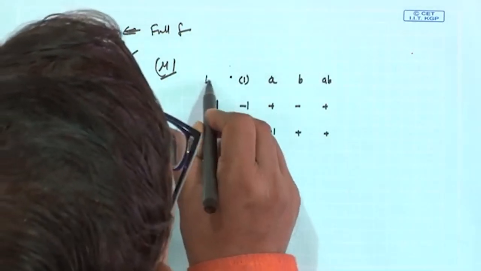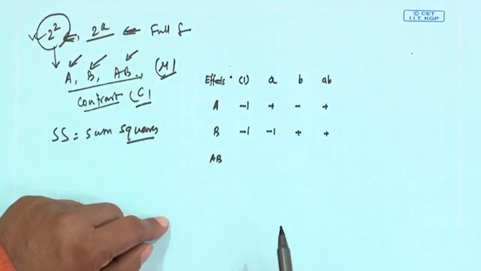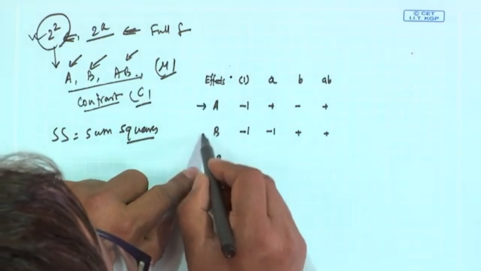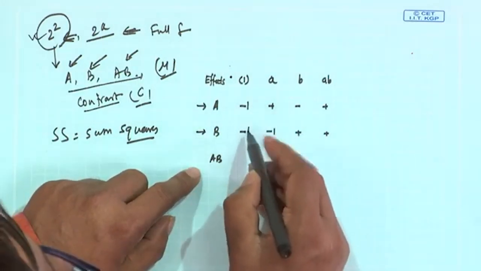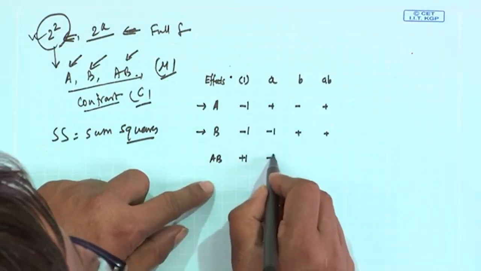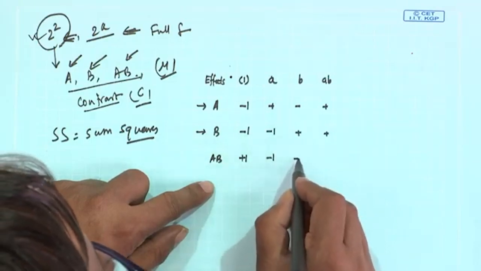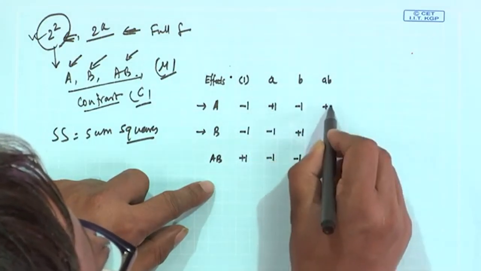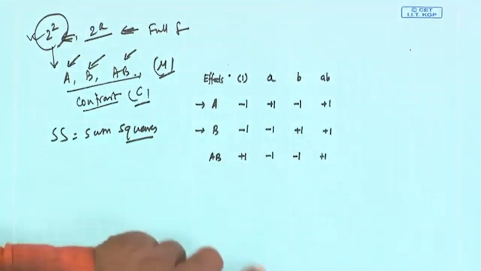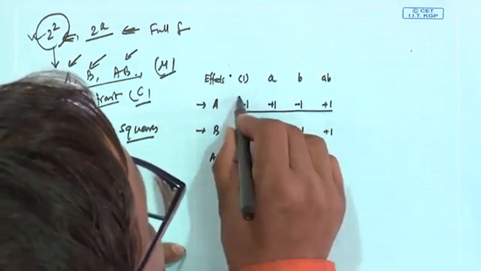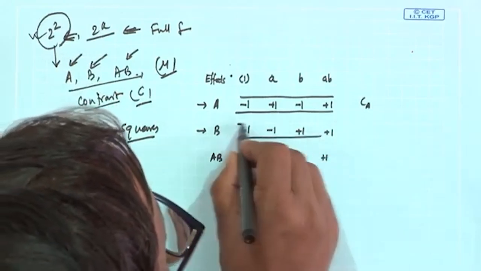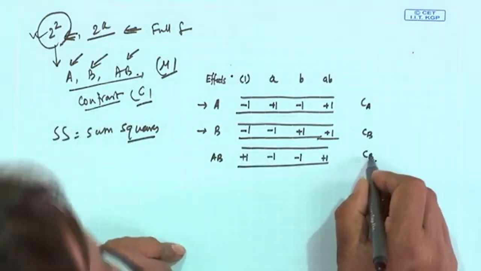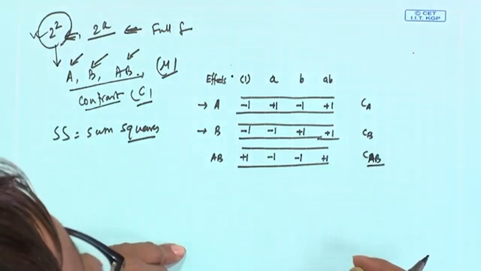So, these are basically the effects on y, those values. Now, if I want AB, you multiply this row with this row. If you multiply minus into minus, this will be plus 1, this will be minus 1, and this will be minus 1, and this will be plus 1. So, you write here 1, 1, 1, 1. So, this row represents the contrast for A, this row represents the contrast for B, this row represents the contrast for AB. This is what a contrast is.